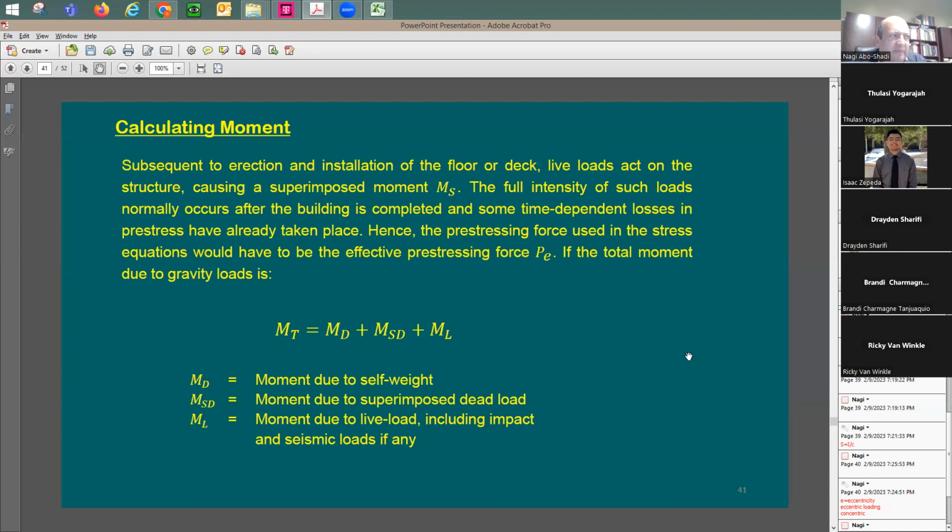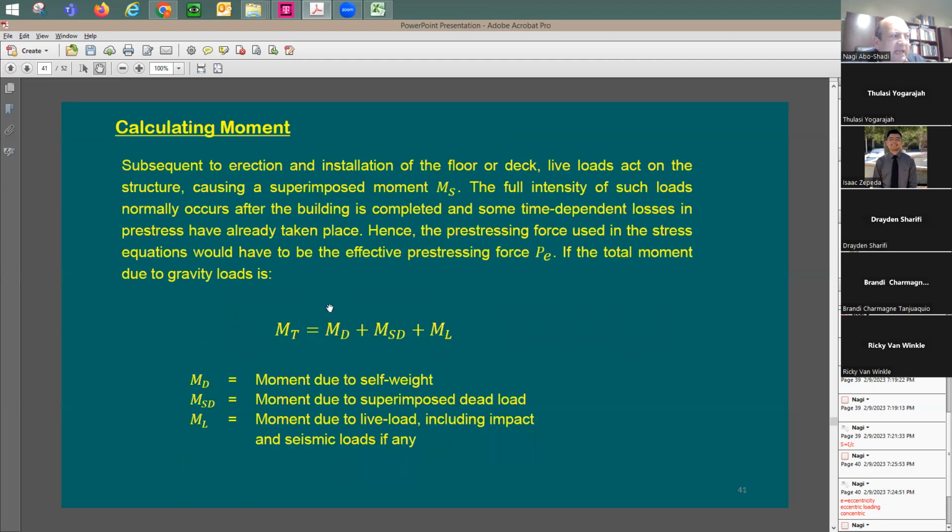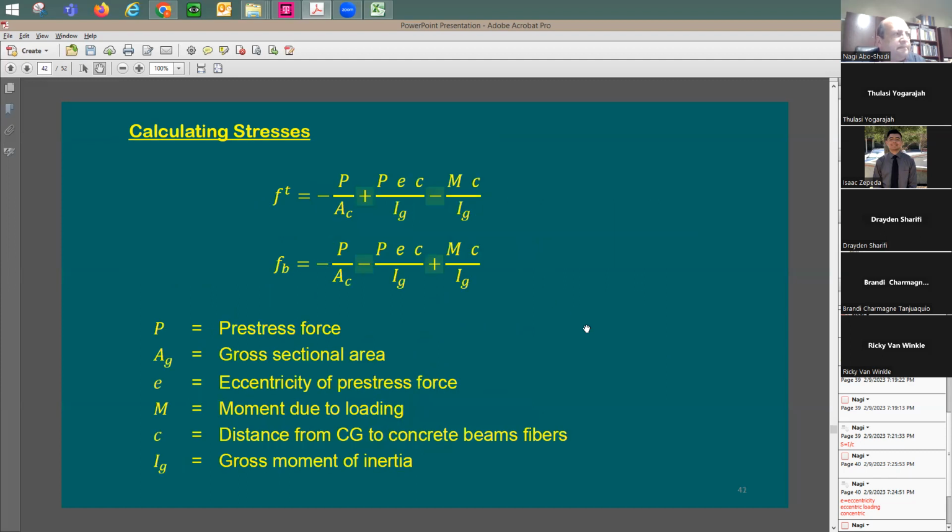So when we start at the beginning, we start with the force. The force here, later on, I'm going to call it PI and PE. PI is going to happen when you have only dead load. PE is going to be the effective force. It's going to happen when you have dead load and superimposed dead load and total load. And usually this PE is going to be lower than PI because PI is the initial pre-stress. You're going to start with high pre-stress forces, and then over time, you're going to have some losses.